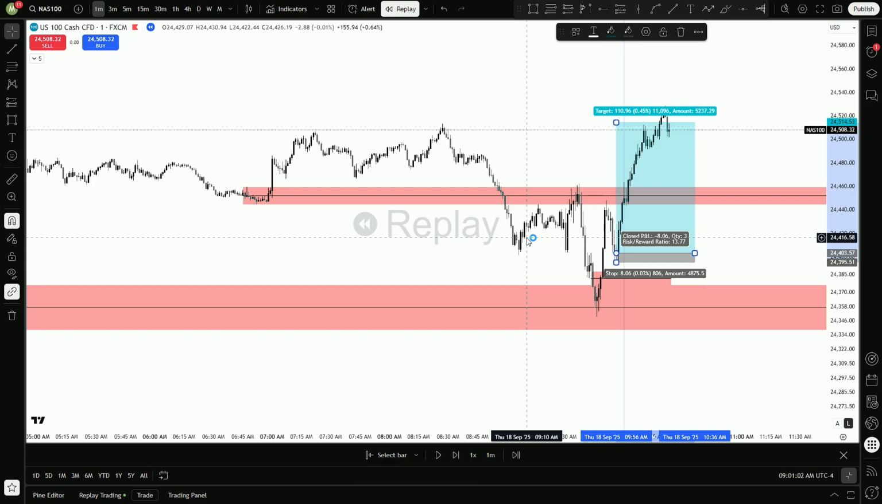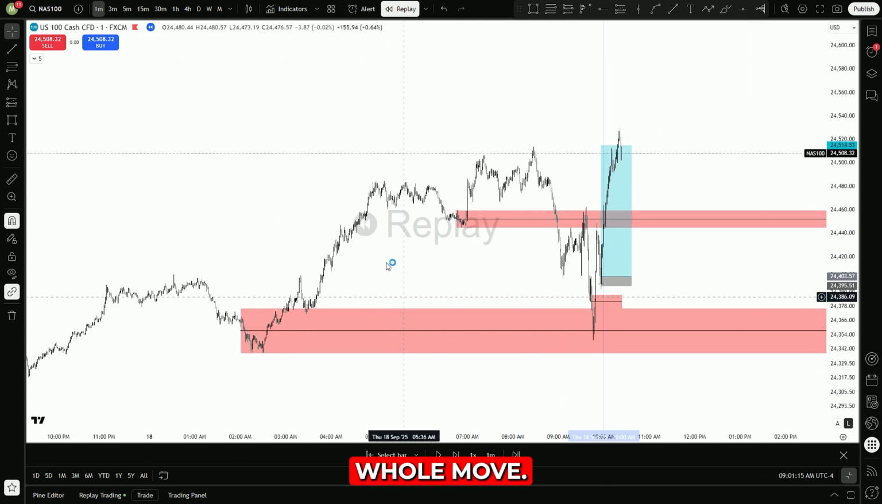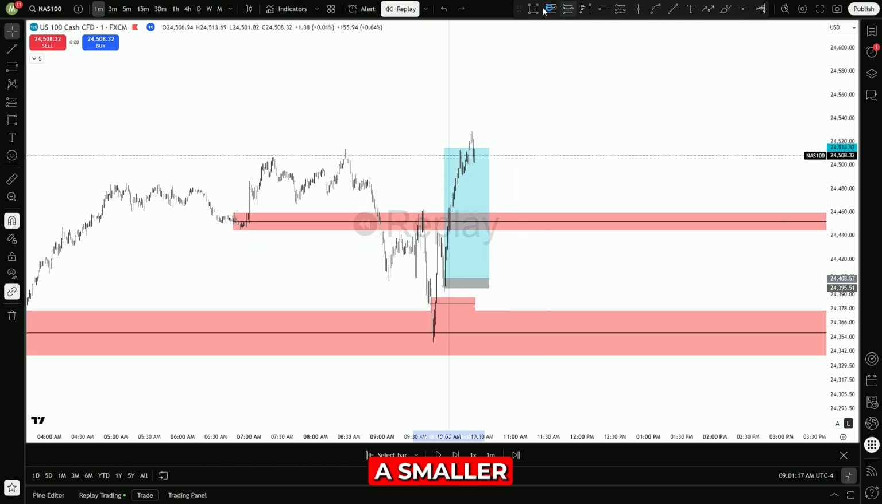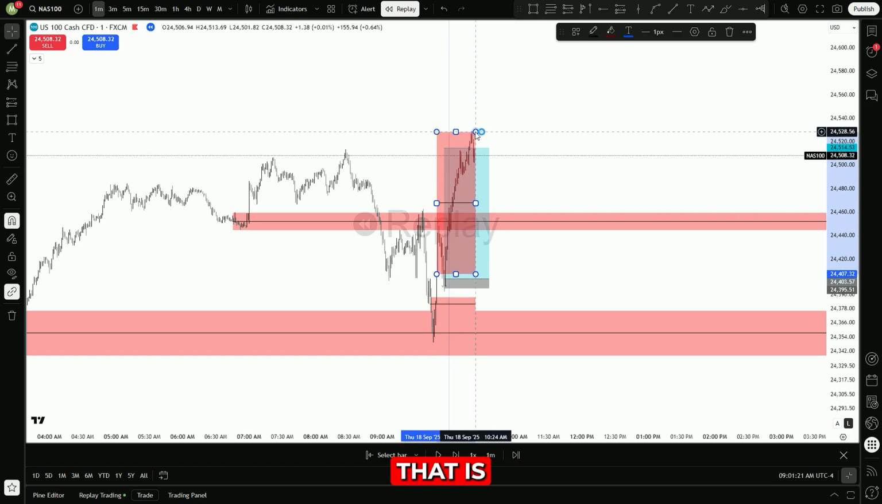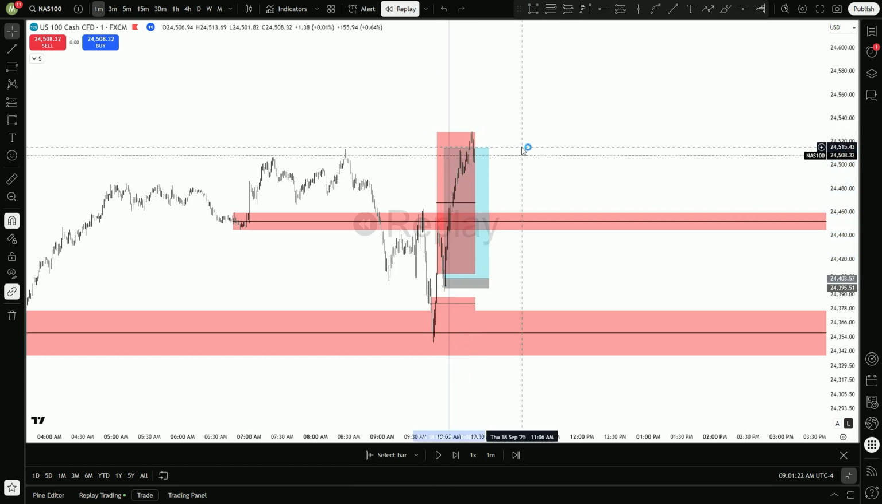Like if you trade gold, you can take this time frame alignment for 1 hour, 15 minutes, and then 5 minutes. This will be your entry, and that's it. Because in day trading, you don't have to capture the whole move. All you have to do is capture a smaller move that can just cover your daily profit. That is the main goal in day trading.